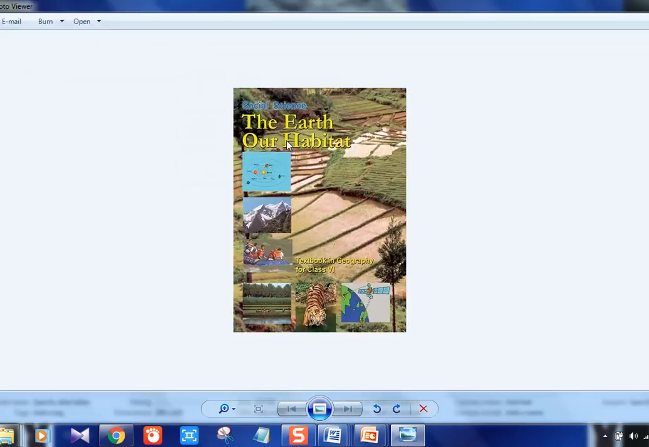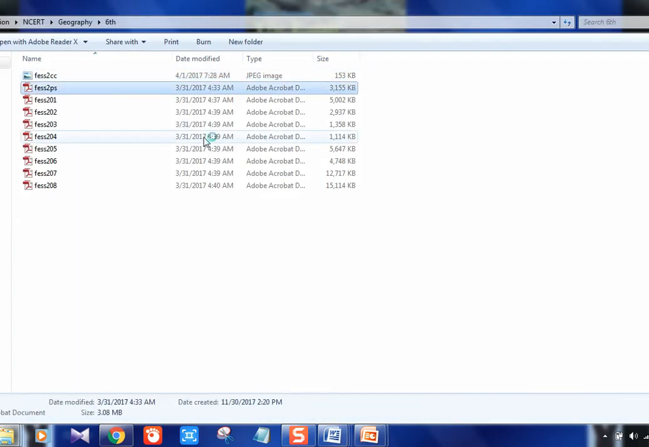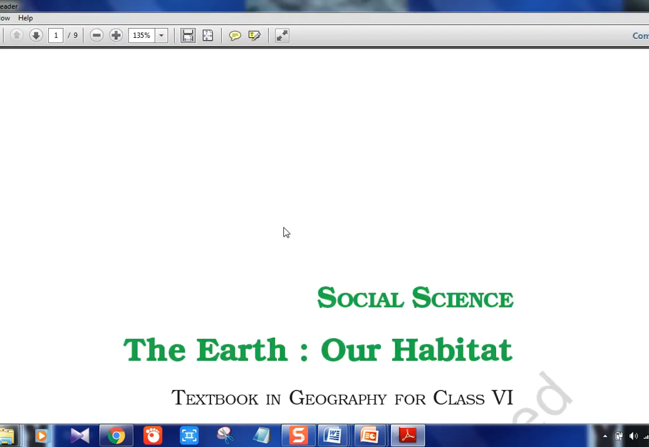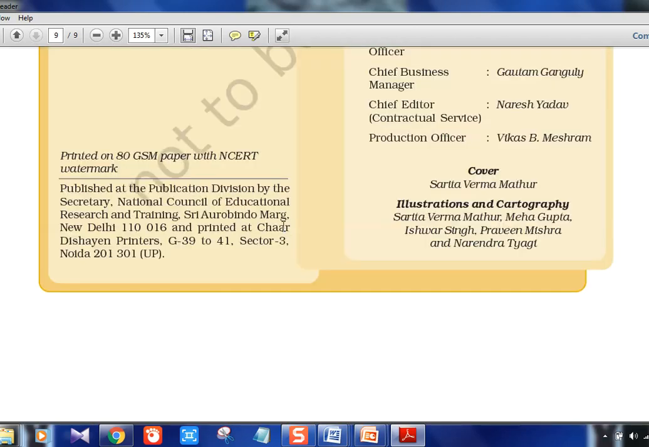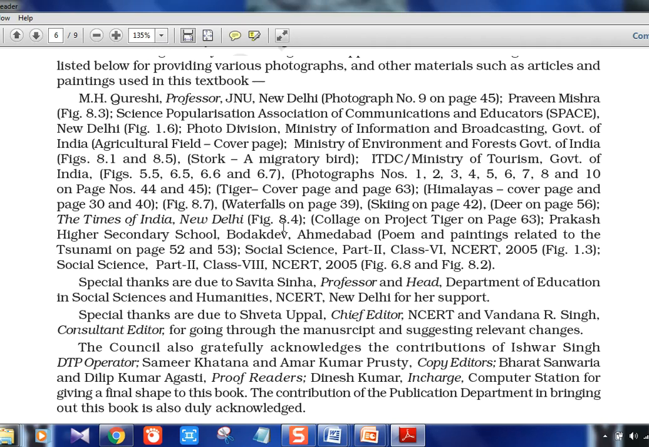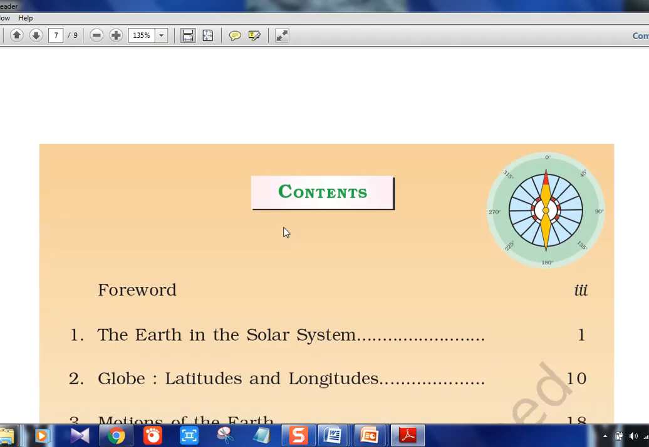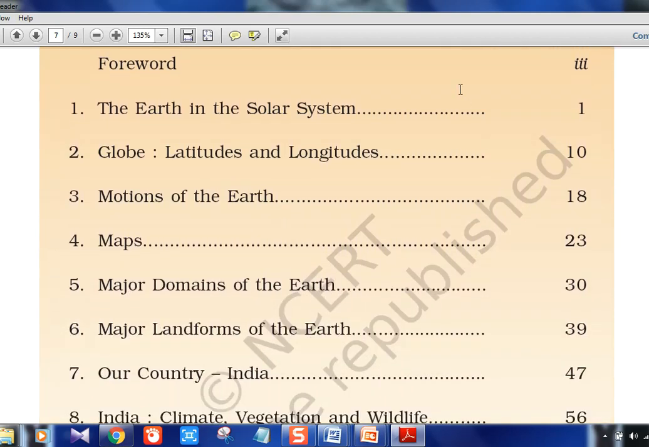The cover page, I think you already saw. This is the cover page of class 6th. This is the index. The Earth in the Solar System, The Globe: Latitudes and Longitudes. If you see, it is only 10 pages, and every page will have some pictures also, so the content will be very little. So 1 and 2 we'll do today, then 3 in the next video.